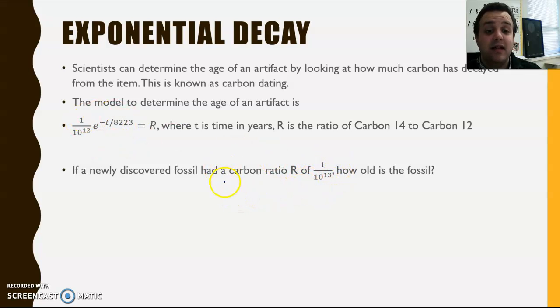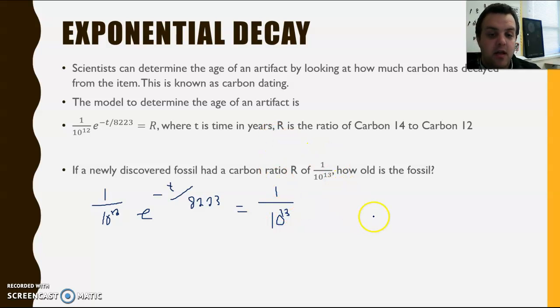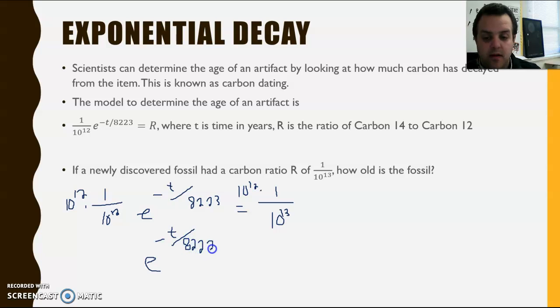So again, very similar to what we did on the other one. We're going to have 1 over 10 to the 12th e to the negative t over 8223 equals 1 over 10 to the 13th, because we're going to fill that in for r. That's the ratio of carbon-14 that is left, okay? So we're then going to go ahead and multiply both sides by 10 to the 12th. I'm going to get e to the negative t over 8,223 equals, and 10 to the 12th times 1 over 10 to the 13th is going to be 1 over 10. I'll take the natural log of both sides.